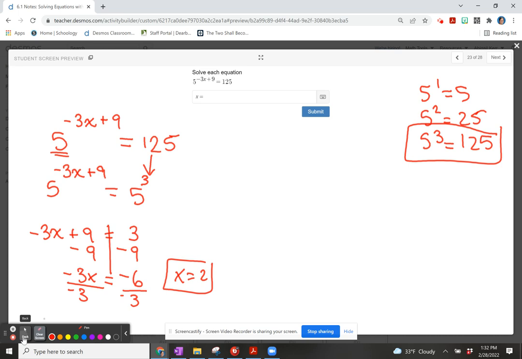Now I'm going to let you try slide 24 on your own. It's the same idea. And it's okay on this side part right here that you're showing work or doing it on the calculator. I'm not expecting you to memorize 5 to the third is 125. I do expect you to look in the calculator though.